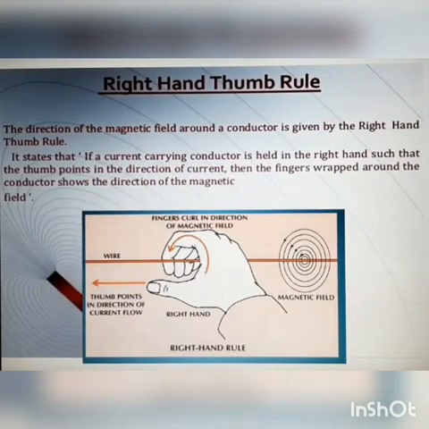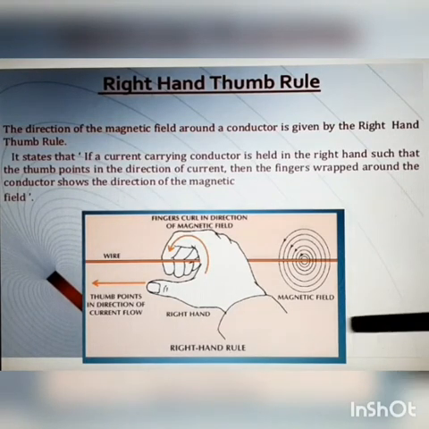Right hand thumb rule. With the help of this rule, we can find the direction of magnetic field around a straight conductor. It states that if a current carrying conductor is held in the right hand such that the thumb points toward the direction of current, then the fingers wrapped around the conductor show the direction of magnetic field.